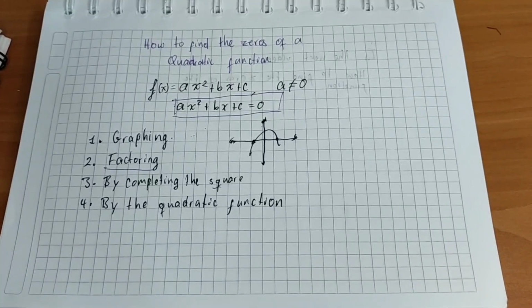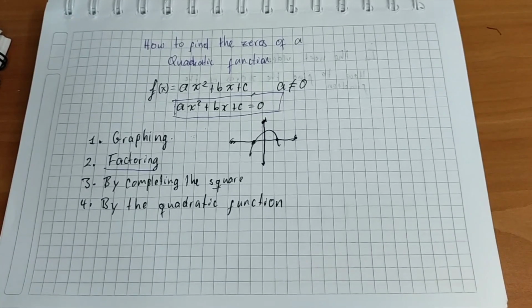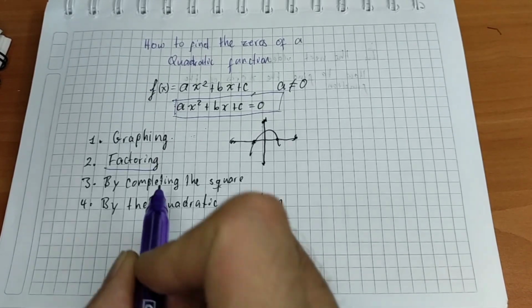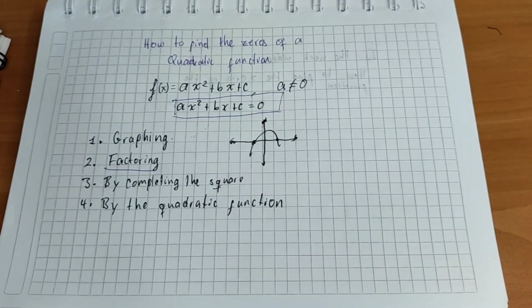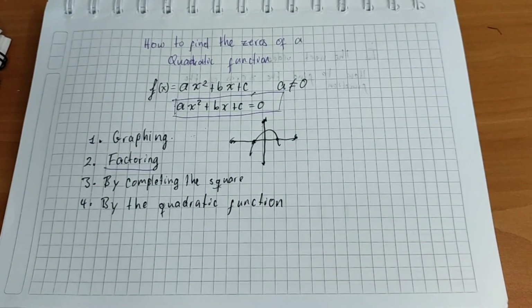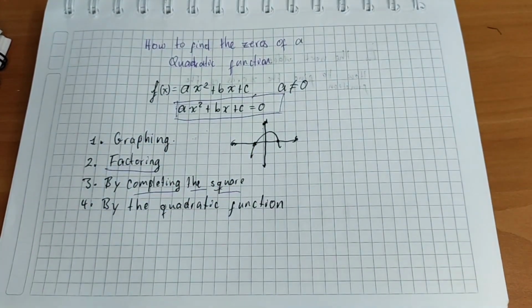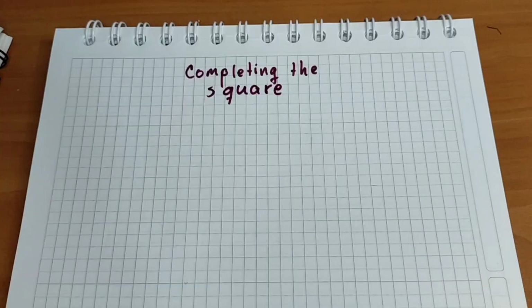There are different methods to find the zeros of a quadratic function. We already discussed one of them, that was factoring. Now we are going to move on in this new video, and we are going to study how we can solve this question, or where the function is crossing the x-axis, through the method of completing the square. So this video is called completing the square.